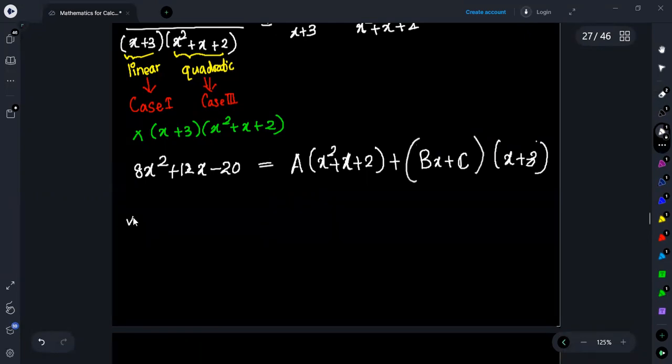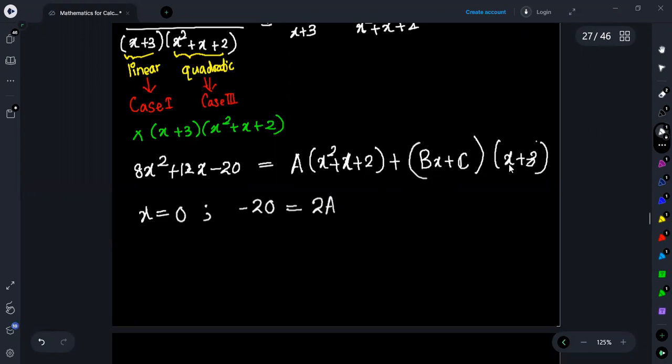First, let's put x equals 0. If we put x equals 0 here, in the left hand side we obtain minus 20. And here 0 plus 0 plus 2, so 2a, b times 0, so this part becomes 0 and c is remaining.